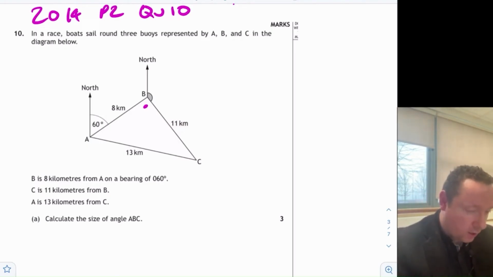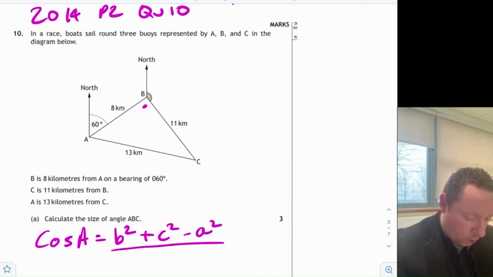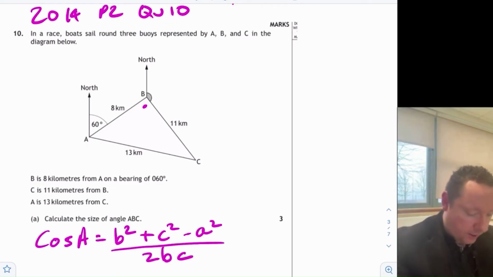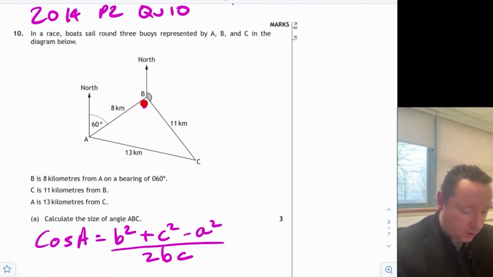So a reminder from the start of the exam paper. cos A equals b squared plus c squared minus a squared over 2bc. Now, there's a couple of ways to think of this. When they say cos A, they mean the angle you're looking for, we're calling A. But in this case, there's a B attached to this, so don't get too confused. The side you take away is always opposite the angle. So 13 is my a here.